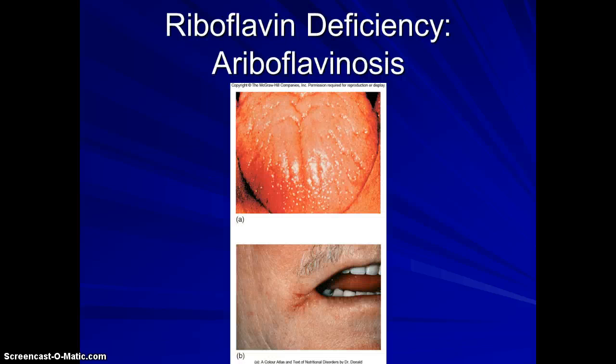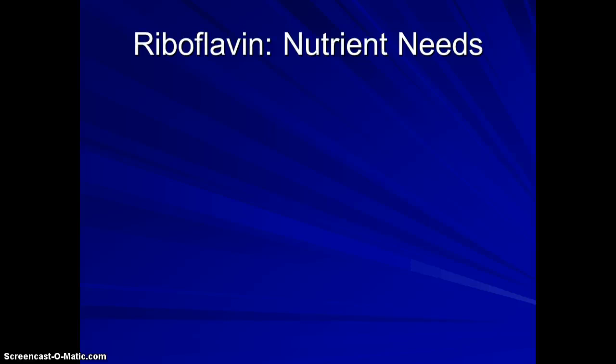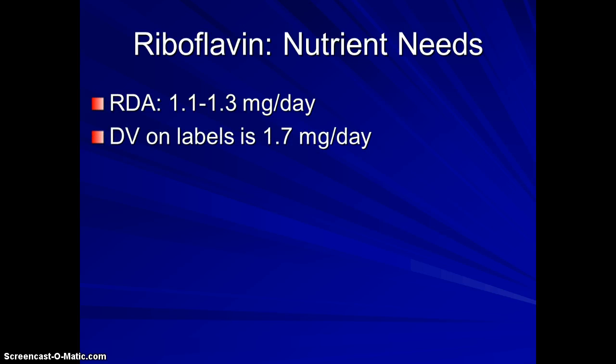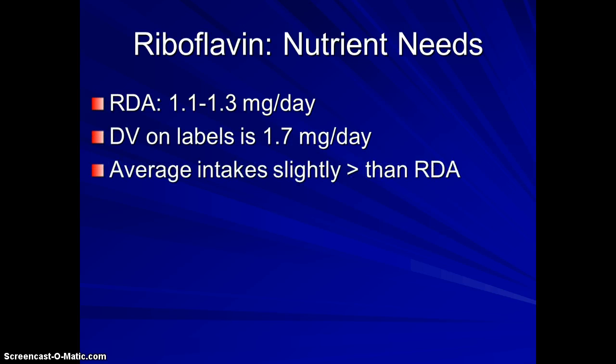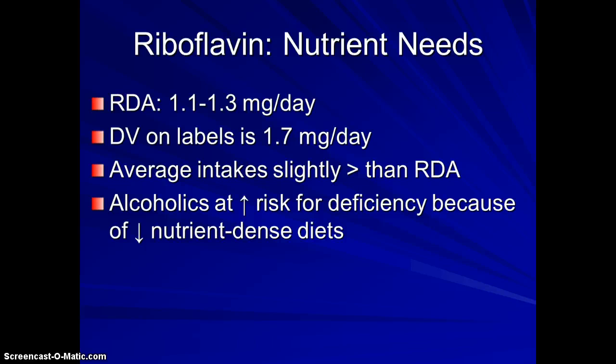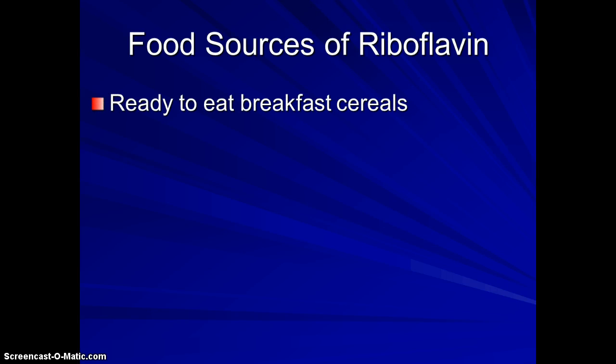And this is some pictures of deficiencies. How much do we need? About 1 milligram again, and the average intake is slightly greater than that. And as I mentioned, alcoholics are at increased risk. Where do we get it? Ready-to-eat breakfast cereals, because those vitamins are sprayed back on.